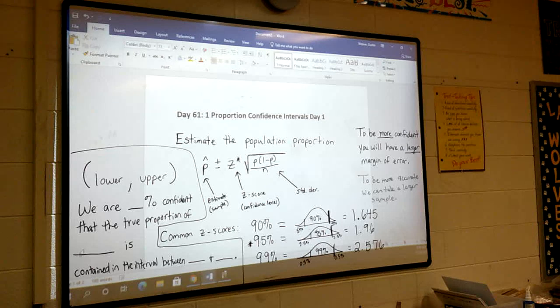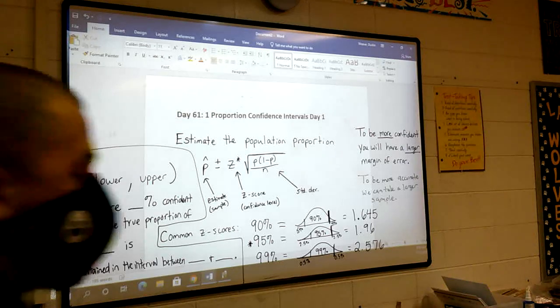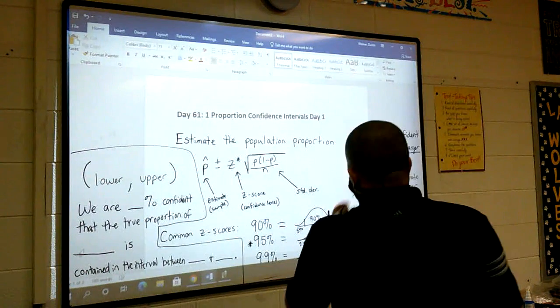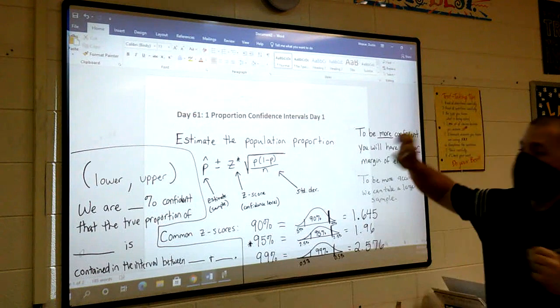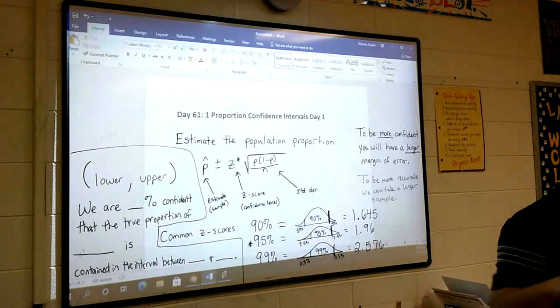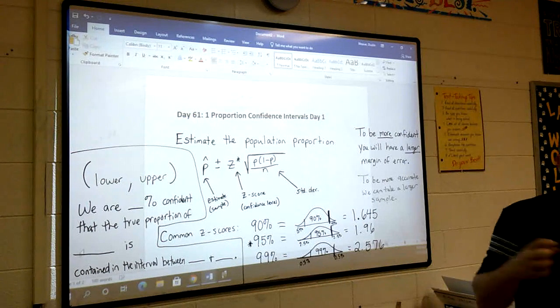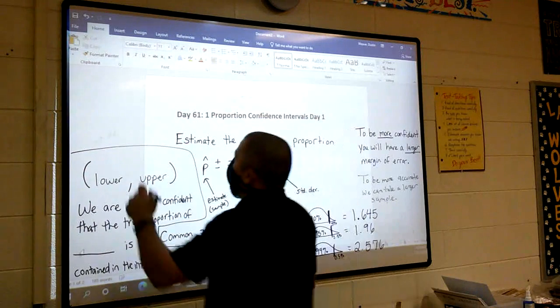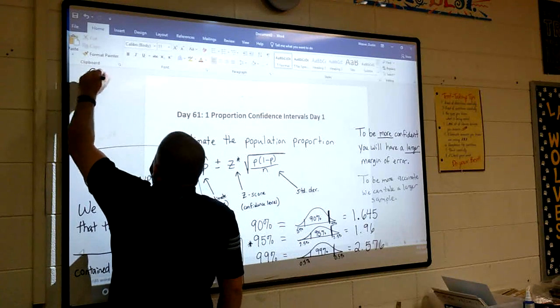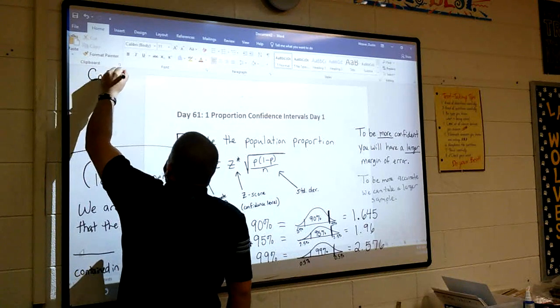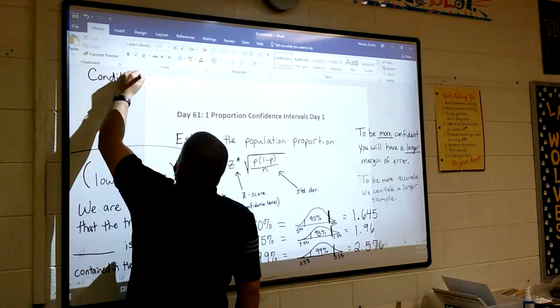For proportions, there's one maybe other key thing that you need to know before you can actually run an interval. Sometimes it says to check, and I know we're running out of space here, but you want to check, there's 3 conditions that you have to know are met before you can actually run the interval. This is going to happen with any test. So 3 conditions that have to be met.